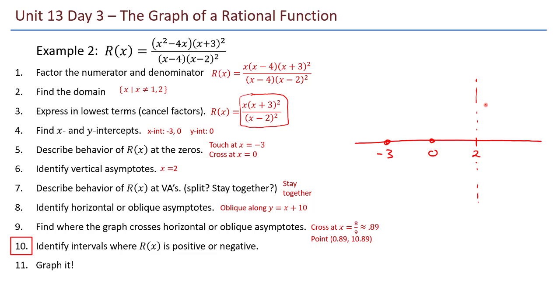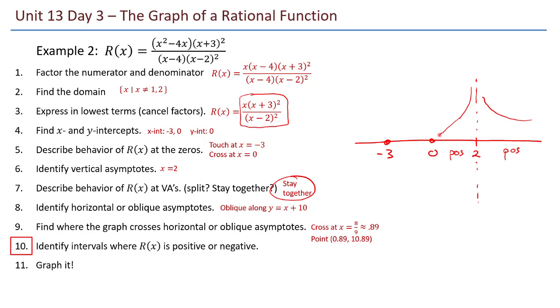Well, it has a vertical asymptote, and it doesn't cross the x-axis. I don't have any other zeros. So somehow, the graph must go up onto that vertical asymptote. Oh, but what do I know about that vertical asymptote? The two sides stay together, so it must come down on that side. So I'm positive to the right of the 2, and I'm positive between 0 and 2.